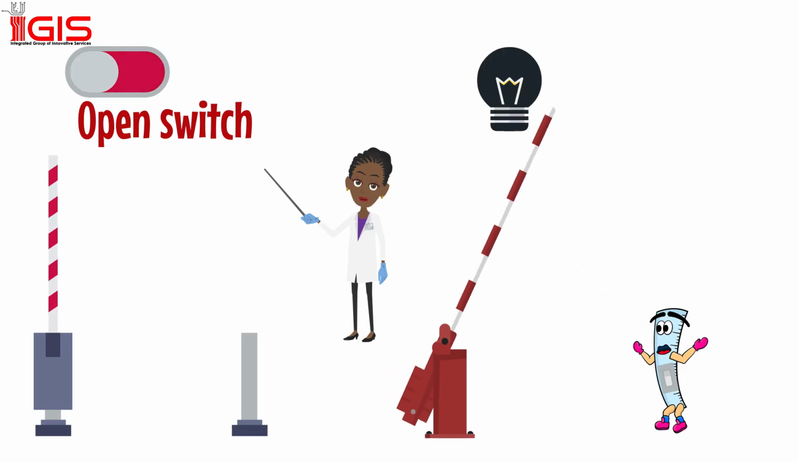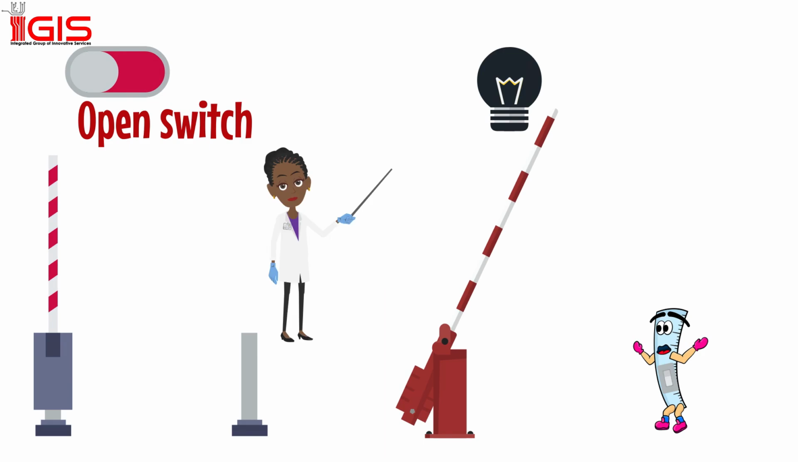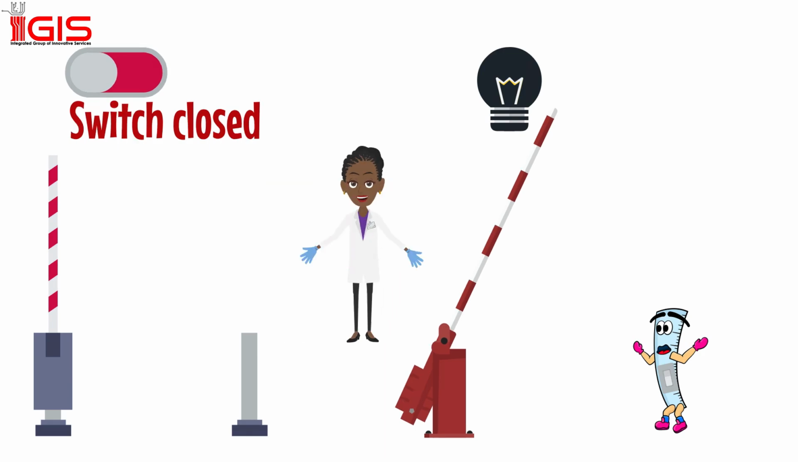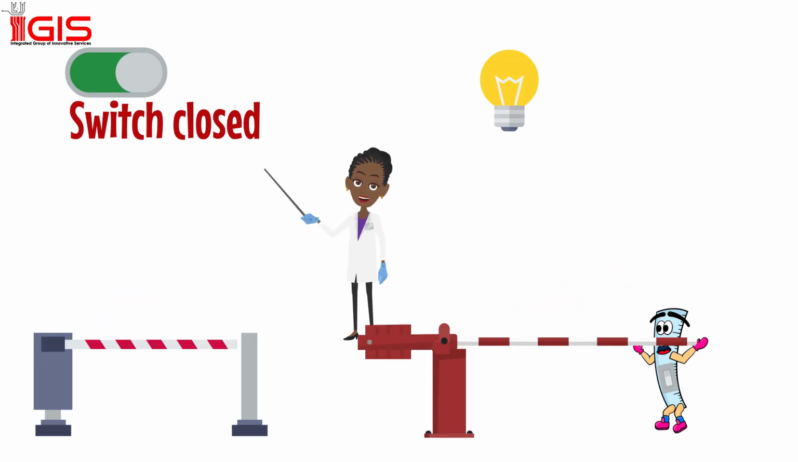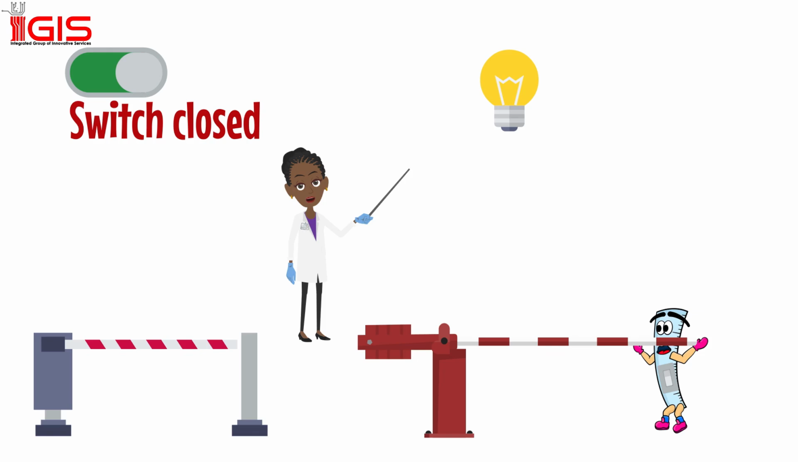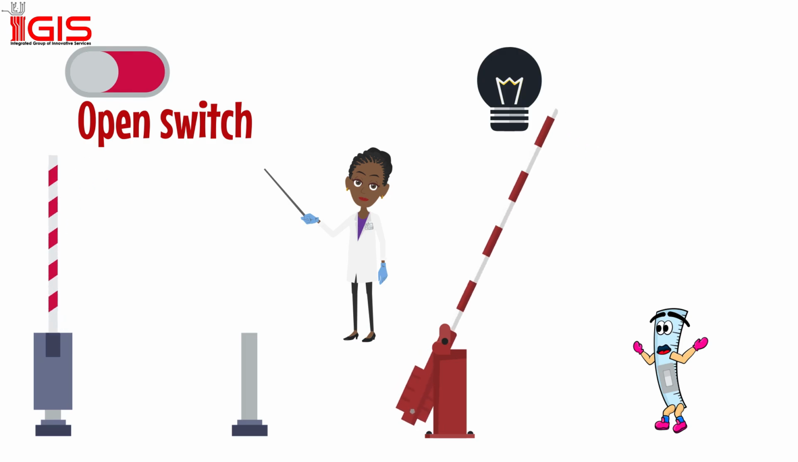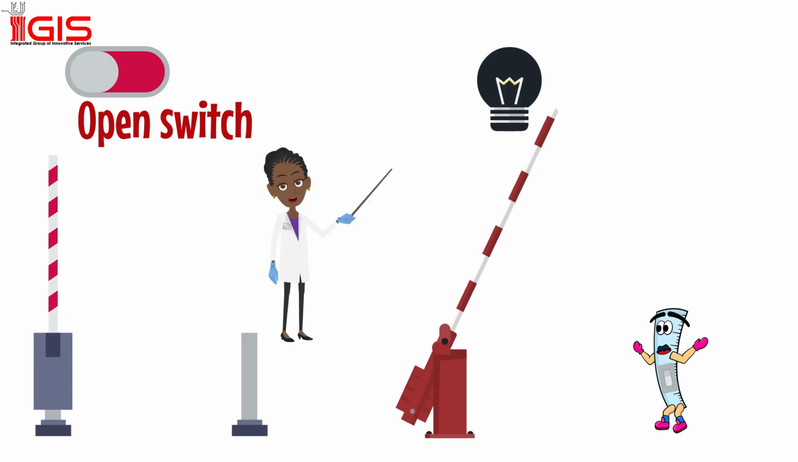Take a good look at this switch. It is currently in the open position, which means the light bulb is off. But watch what happens when I close it. There you go. The switch is now in the closed position, and as you can see, the light bulb is on. Power can flow. And if I open it again, the switch returns to the open position and the bulb goes out. The power is off. Do you see how a simple switch can control the flow of electricity?